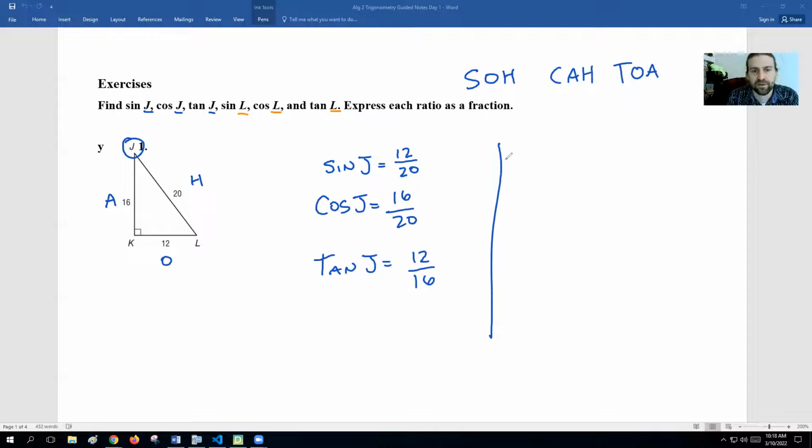Okay, now when we look at L, if we want to find the sine of L, the cosine of L, and the tangent of L, we're going to change our perspective. If we're looking at L, 20 is still the hypotenuse, but now 16 is the opposite and 12 is the adjacent. If we change our perspective, our opposite and adjacent change. So our sine is now going to be O over H, which is 16 over 20. And our cosine, adjacent over hypotenuse, is 12 over 20.